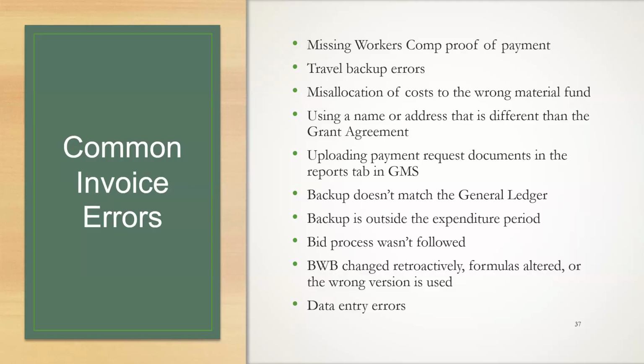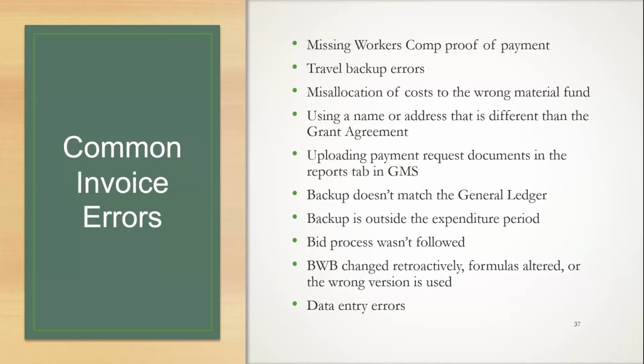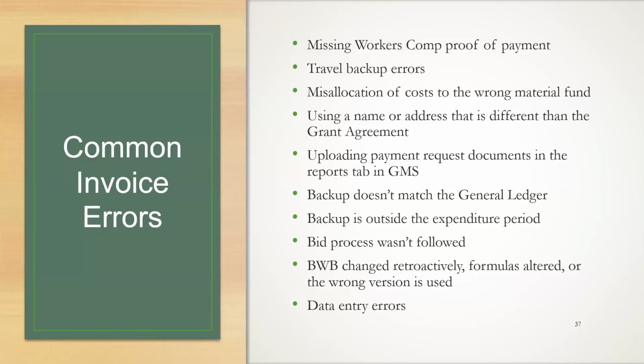Using a name or address that is different than the grant agreement. Be sure to check that grant agreement. There's a space on there where it says where you want your checks mailed. It gives a name and address for the organization. So make sure that what's on your Form 87 is the same as what's on your grant agreement. Uploading payment request documents in the reports tab in GMS, that doesn't work. Backup doesn't match the general ledger. That's going to create a lot of back and forth, a lot of emails. So make sure your backup matches.